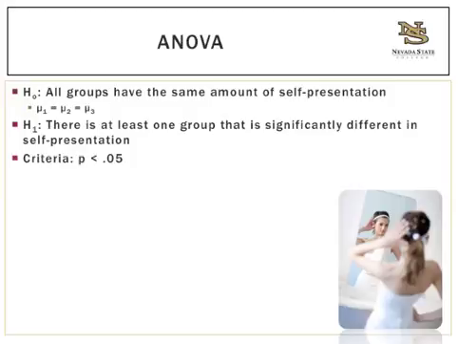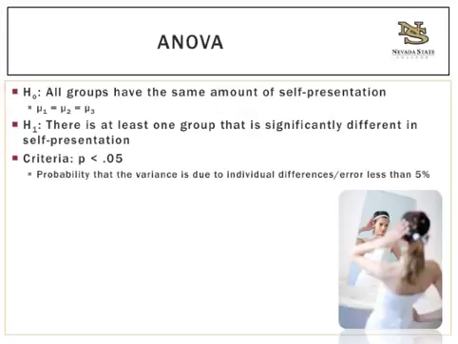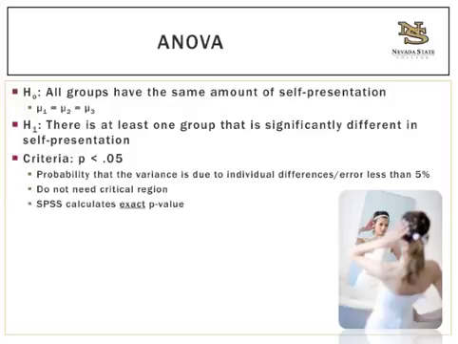As always, our criteria is that our p-value is less than 0.05. This is the probability that the variance we're picking up is only due to individual differences or error, right? And we want that to be less than 5%. So we want the probability that the variance is due to only individual differences and experimental error to be less than 5%. So we don't need a critical region because SPSS calculates our exact p-value. And that tells us whether the variance that we are looking at in our study, in our sample, is within the critical region that we were hoping for it to be in. But it is not, right?